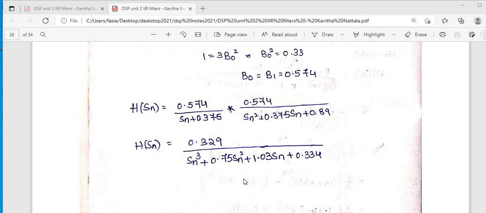How did we get h of Sn? This is our B0 by Sn plus B0. Here B1 by Sn square plus B1 of Sn plus whatever the coefficient we have. We have both the values, multiply these two. We got 0.329 by Sn cube. If you multiply this factor Sn plus this whole with that term, we can get this as the next factor. Clear?